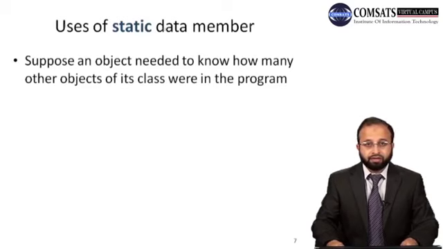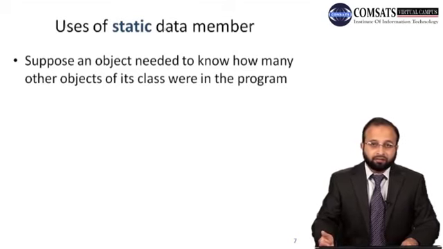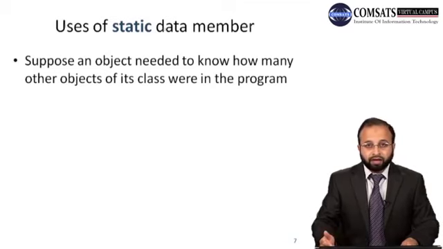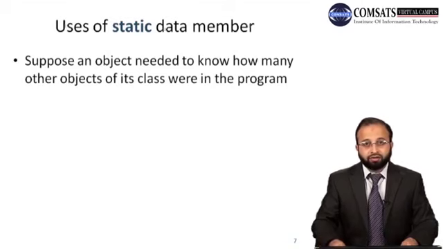So when D1 is created, it can increment the value of that static data member. When D2 is created, it can increment the value of that static data member, and when D3 is created, it can increment the value of the static data member. So when D1 again accesses the static data member, it can know that the value has changed from 1 to 3. This means that there are now 3 objects of that class.